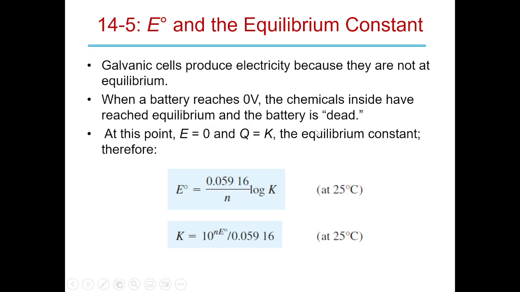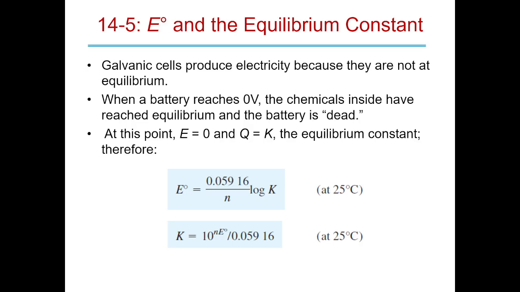Okay, so at this point, the E will be equal to 0, the overall E, not the E plus or E minus, right? Your overall E would be equal to 0. Your Q would actually be an equilibrium constant, so it would be called a K. All right, and so this would be the equations for that. Notice your E naught would equal this simplified version of the Nernst equation with the log of K instead of Q.